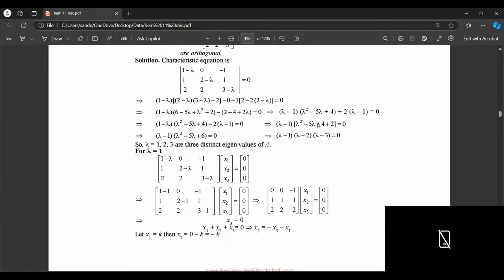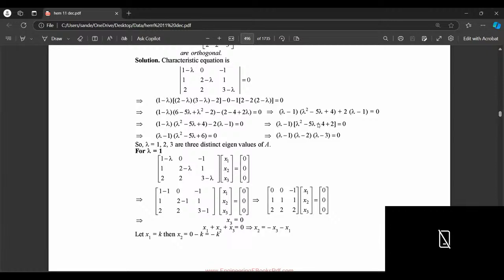So the matrix is 1 minus lambda, 0, minus 1; 1, 2 minus lambda, 1; 2, 2, 3 minus lambda. This matrix A minus lambda I into x, where x is a column matrix of three components x1, x2, x3, equals the zero column matrix 0, 0, 0.